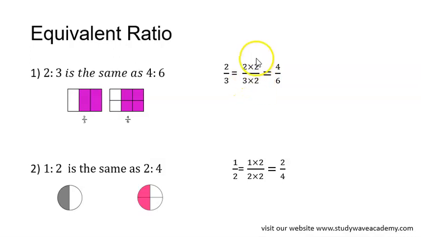We are using 2 to multiply both the numerator and the denominator. So we have 4 over 6. So 2 over 3 is the same thing as 4 over 6. Like we can see in this diagram over here, we have a rectangle.